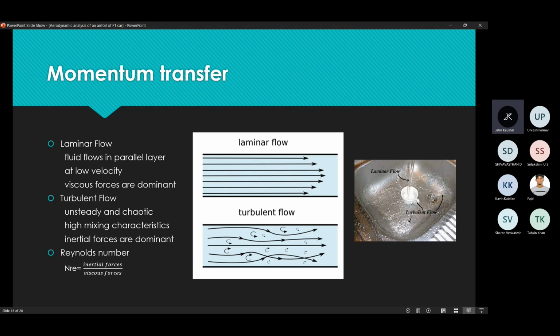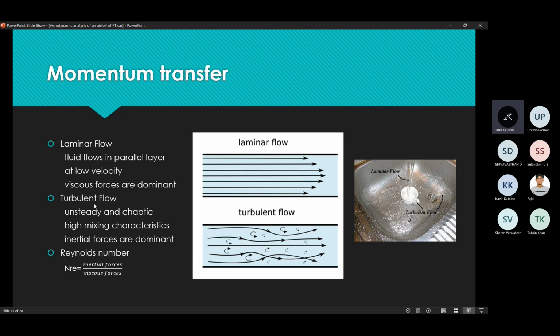What is laminar flow and what is turbulent flow? In laminar flow, fluid flows in parallel layers at low velocity. Laminar flow is like the ideal gas law. It does not exist, but it is used for calculation because it is easier. It can only be approximated using a high viscosity fluid and low velocity condition. So fluid flows in parallel layers at low velocity and viscous forces are dominant.